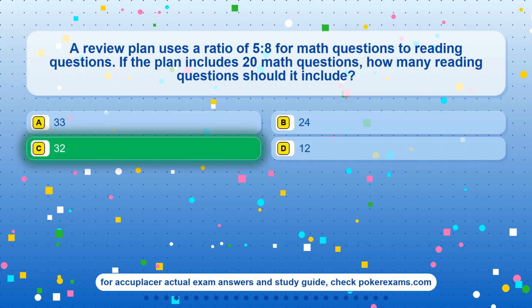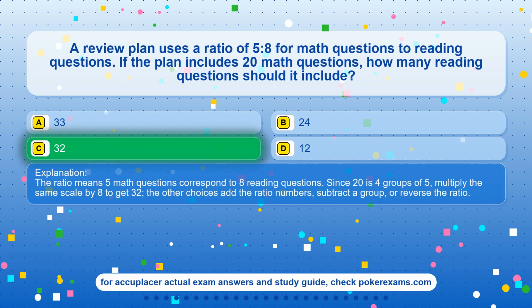The correct answer is option C, 32. The ratio means 5 math questions correspond to 8 reading questions. Since 20 is 4 groups of 5, multiply the same scale by 8 to get 32. The other choices add the ratio numbers, subtract a group, or reverse the ratio.